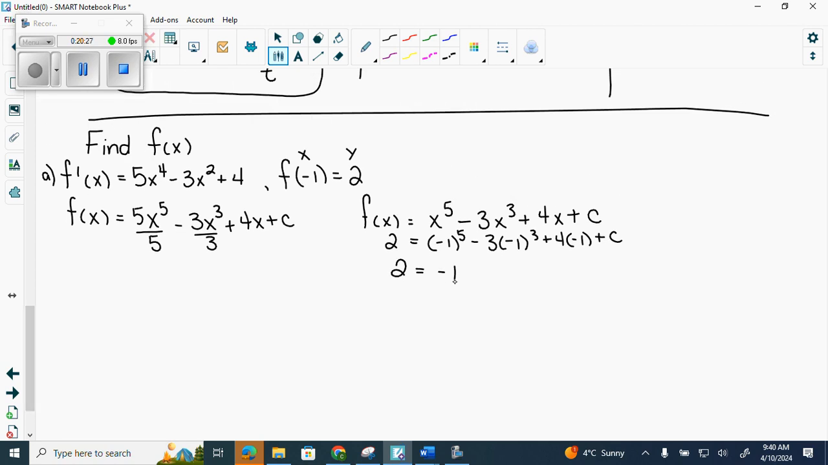So 2 equals negative 1 minus 1 times negative 3 plus 3. Wait, 3. What? 3 is going to divide by 3. It's just an oopsie.